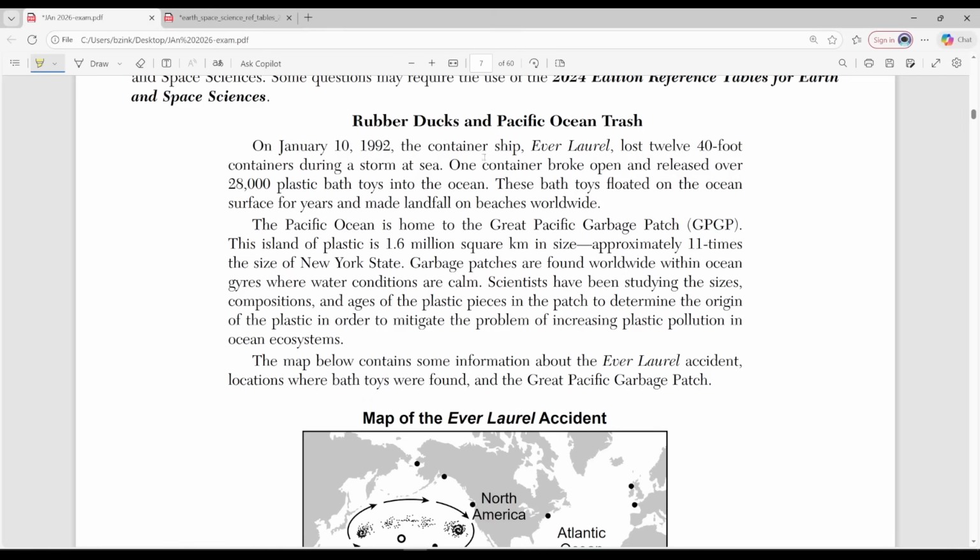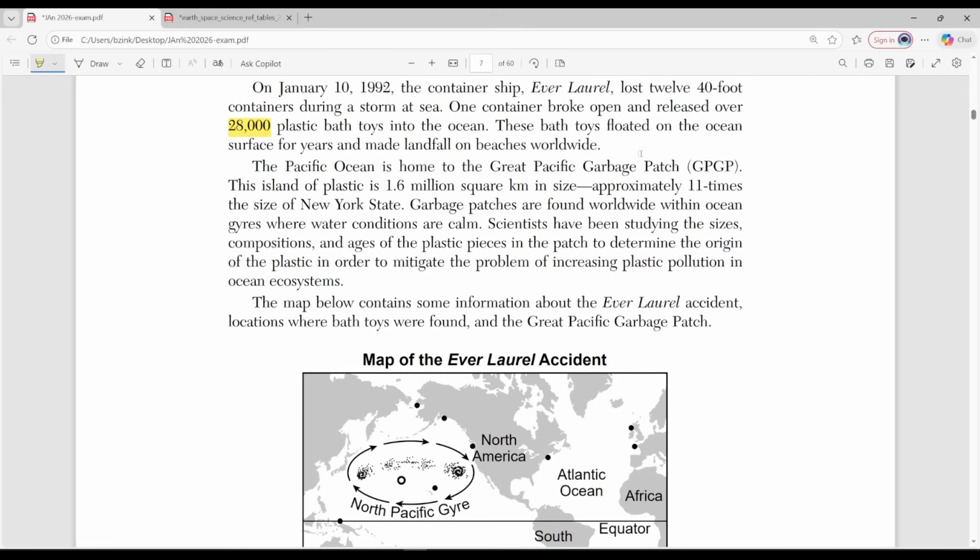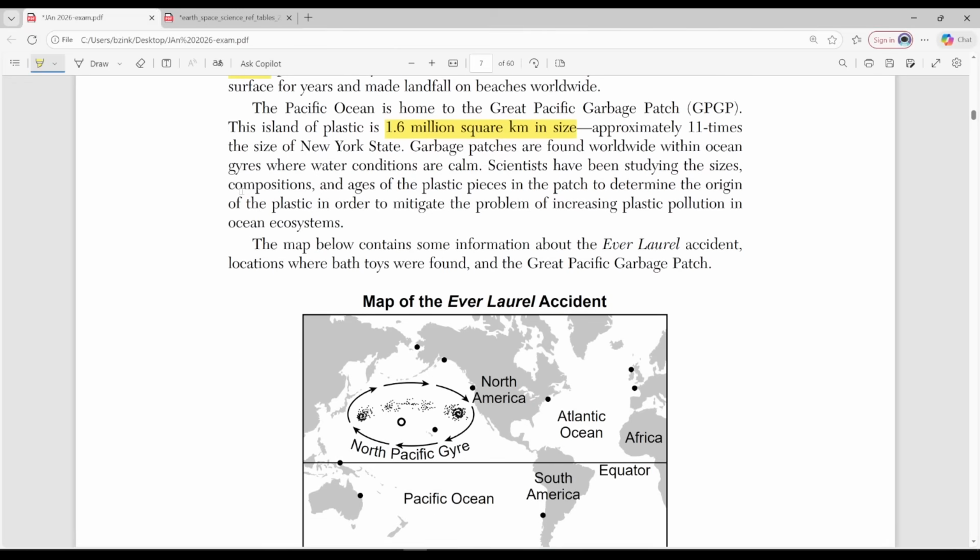So on January 10th, the container ship Ever Laurel lost 12 40-foot containers during a storm. One container broke open and released over 28,000 plastic bath toys. I kind of like to highlight numbers. You never know. These bath toys floated on the ocean surface for years and made landfall on the beach. The Pacific Ocean is home to the Great Pacific Garbage Patch. The island of plastic is 1.6 million square kilometers in size, which is 11 times the size of New York State. Garbage patches are found worldwide within ocean gyres where water conditions are calm.